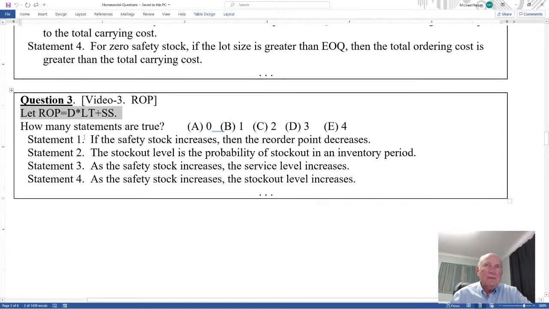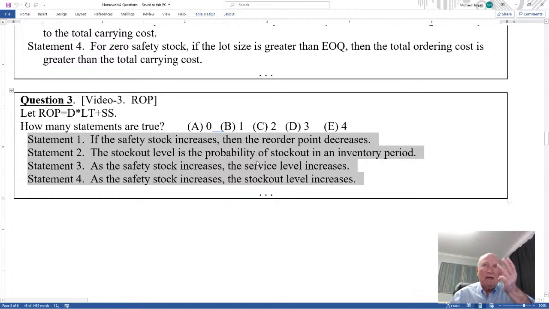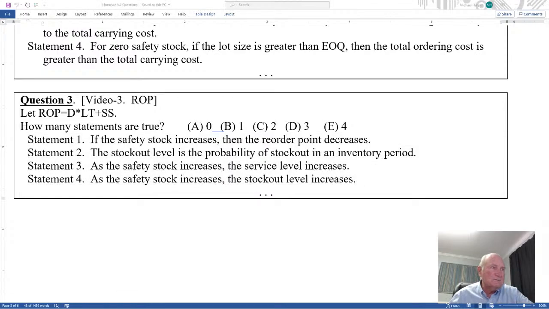There's the equation. And so here I'm talking about the safety stock, stock out level, safety stock. Notice I have safety stock, I have the service level, stock out level. Again, bringing back the lecture.